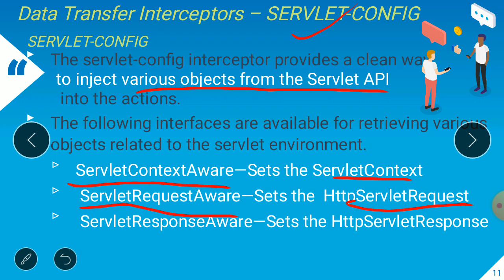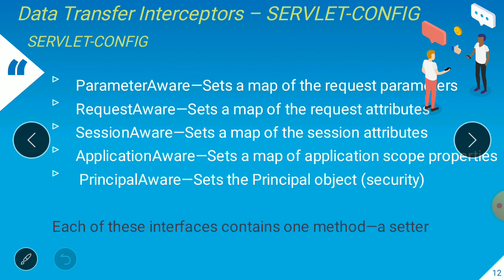So similarly, for every servlet object, we have an equivalent servlet configuration. In this way we can bring the servlet API into our Struts. Each of these interfaces contains one method, a setter method. Using only that method, these interfaces are set into Struts too.